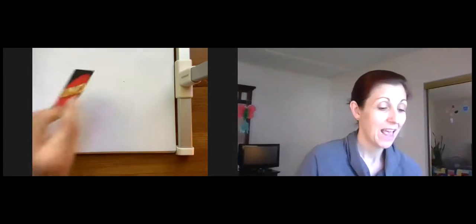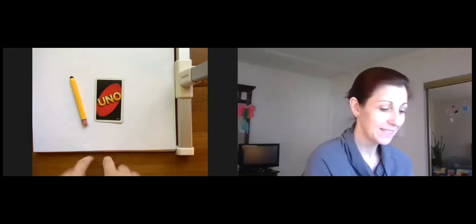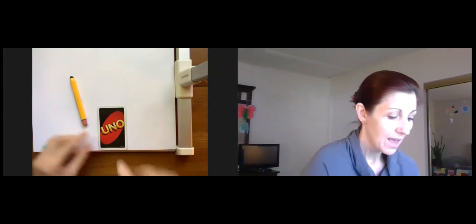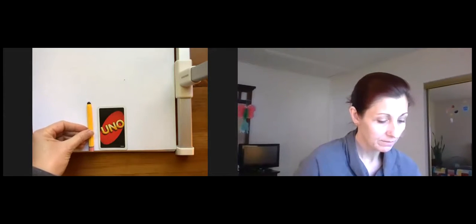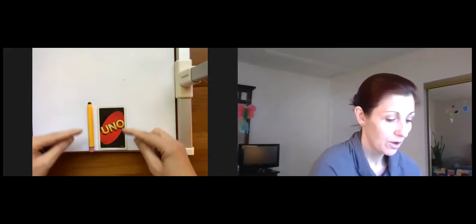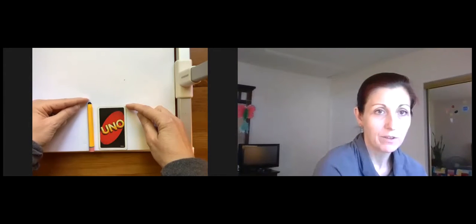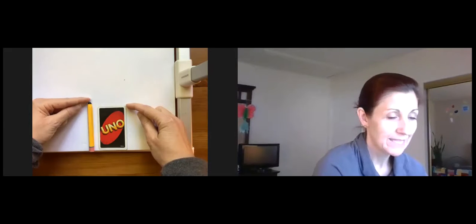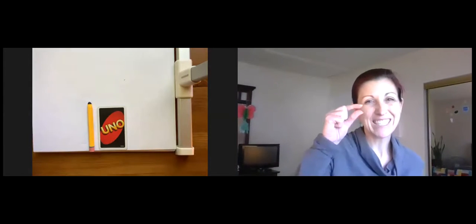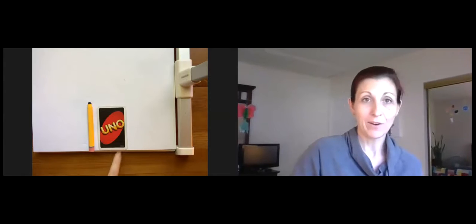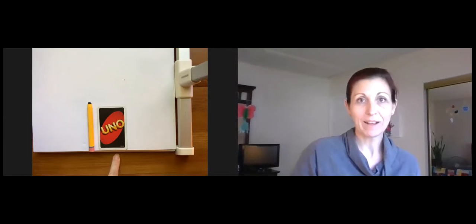But this might get a little bit trickier when you have two objects that are close to the same size, like this Uno card and my tablet pencil. The same thing is going to apply though. You want to start them off at the same point and place them next to each other, and then go to the top of each object. And if you look very carefully, you can see that this tablet pencil is just the tiniest bit taller than our Uno card. And that's how you would directly compare the height of these two objects.